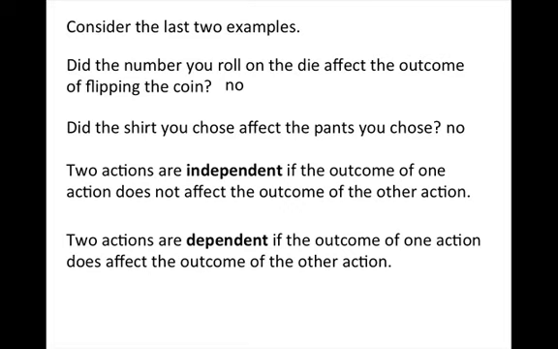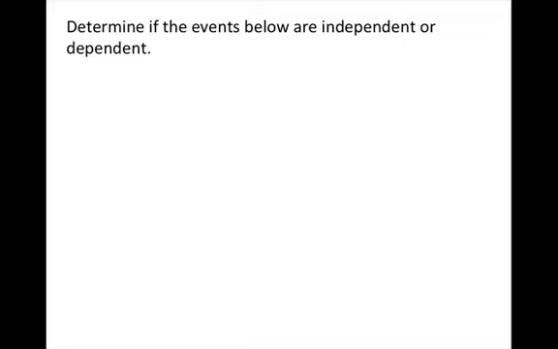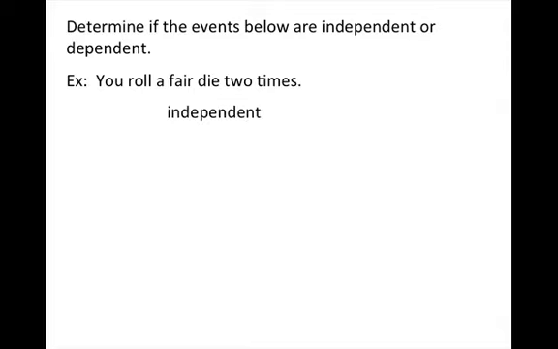When we're using independent and dependent, these are with multi-action experiments. We have two different actions. We do one thing and then we do the other. And you decide if those two actions are independent or dependent of each other. So let's look at some examples, and I want to determine if these are independent or dependent. So first, I roll a fair die 2 times. Does the number that appears on my first roll affect the number I get on my second roll? And it does not, so these are independent.